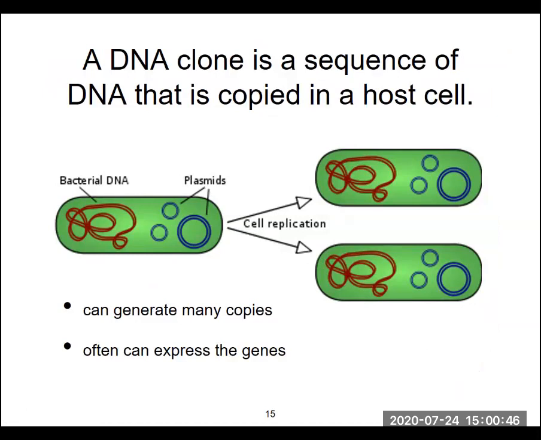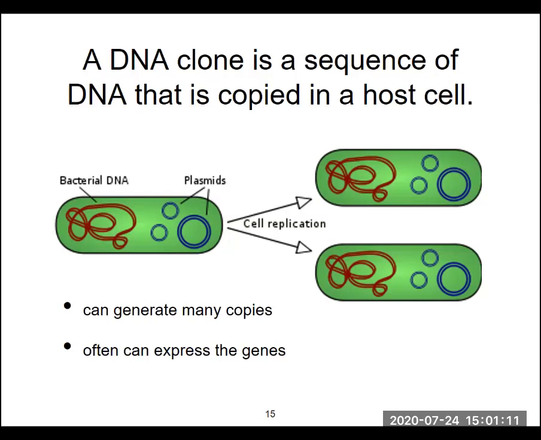So a DNA clone, if you think about a clone, is something that's genetically identical to something else. So a DNA clone is going to be a sequence of DNA that is copied by the host cell. And so we've got a bacterial cell over here. It's got its red normal circular chromosome, and it's got some of these little blue plasmids. These are like the little vectors.